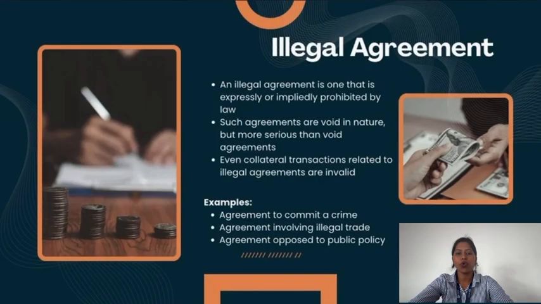Illegal agreements are always void from the beginning. This means they have no legal value, and the court will not enforce such an agreement under any conditions. What makes an illegal agreement more serious than other agreements is that even the related or supporting agreements, known as collateral agreements, are also considered invalid. For example, an agreement to commit a crime like theft or cheating is an illegal agreement. An agreement for illegal trade such as selling banned goods is also illegal. In all these cases, the law does not support the agreement and may also punish the parties involved.